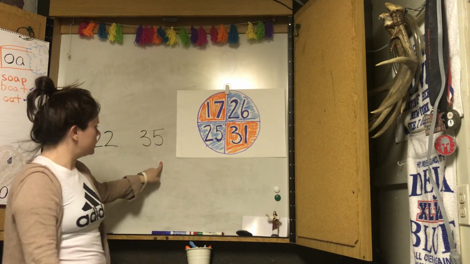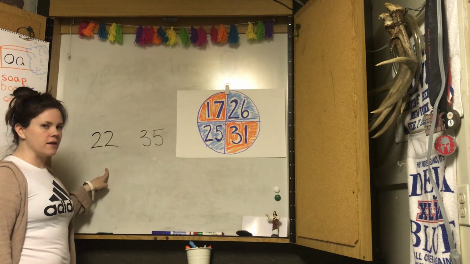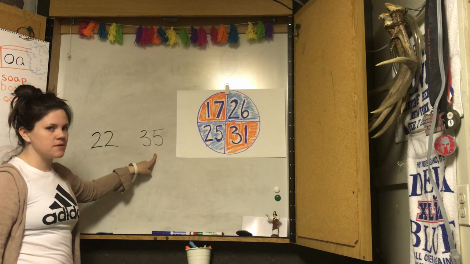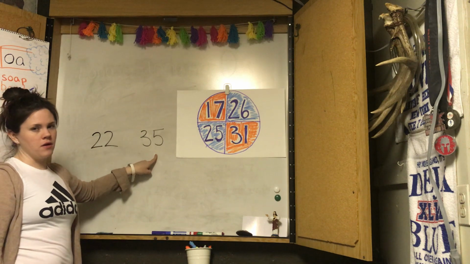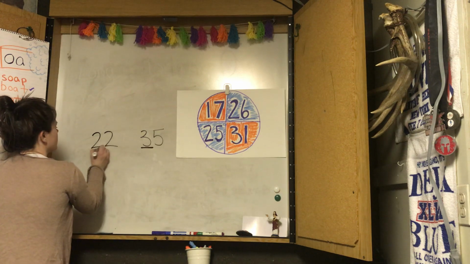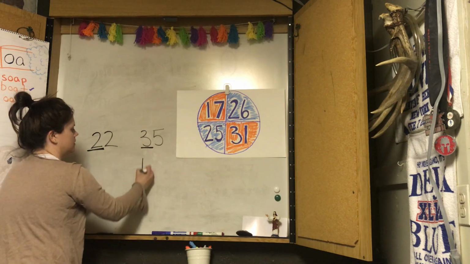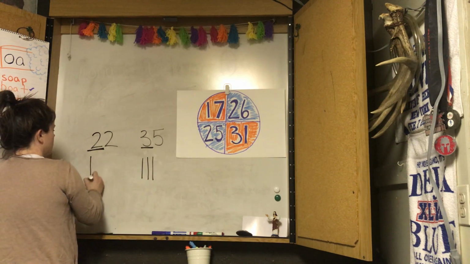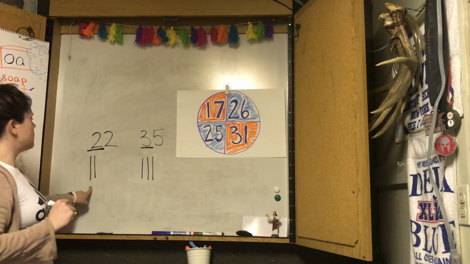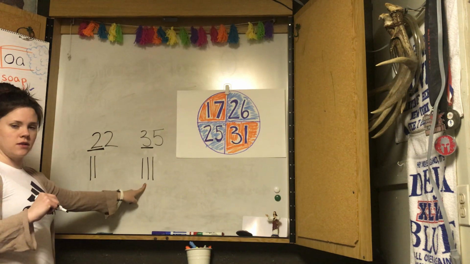Now I'm going to ask you a different question. Which number has fewer tens? Well, in order to figure that out, I'm going to look at the tens place. Here's the tens place in this number, and here's the tens place in this number. 3 tens and 2 tens. Well, which one is fewer? You're right. 22 only has 2 tens. That's 1 less or 1 fewer than 35.